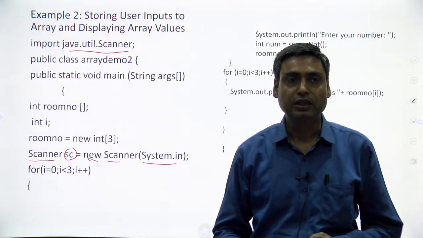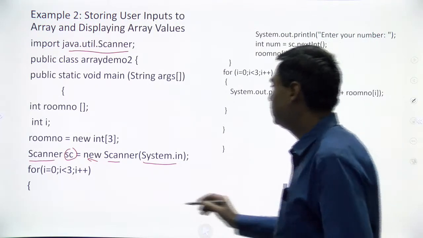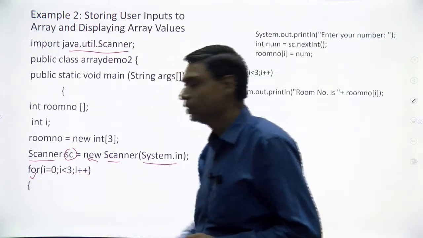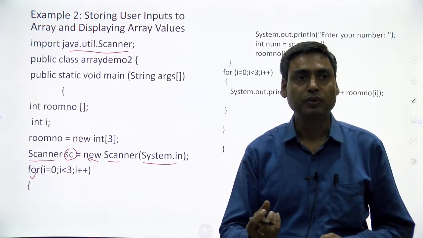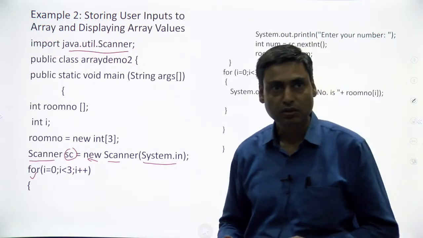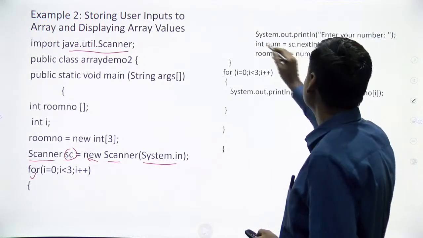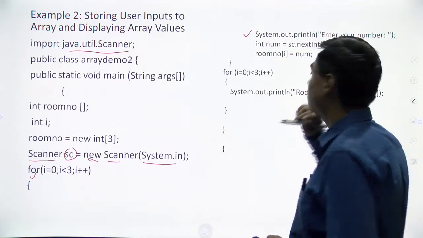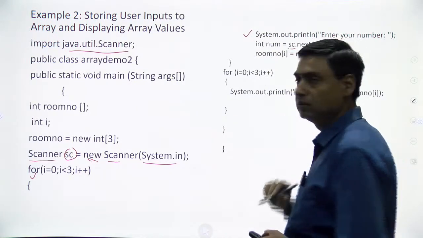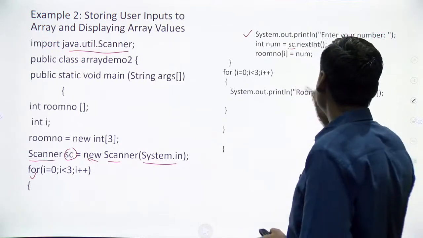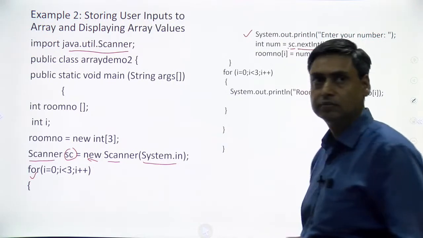Next part is to take the value from the user and store it into the array. You can see we have to use the for loop. This is the beauty of the array. One variable, just apply the for loop and you will access every location of the array one by one. Then we are using System.out.println, enter your number. Then the important part is the object. There is a method to get the integer from the user, nextInt.